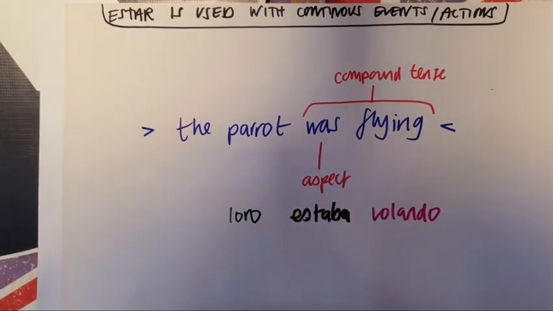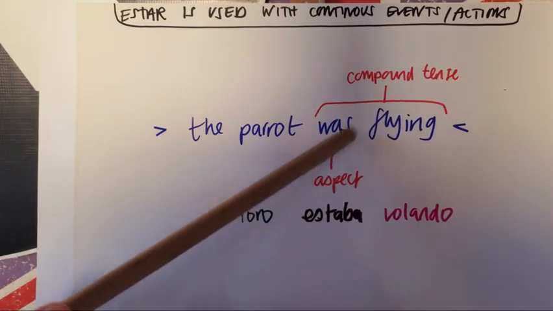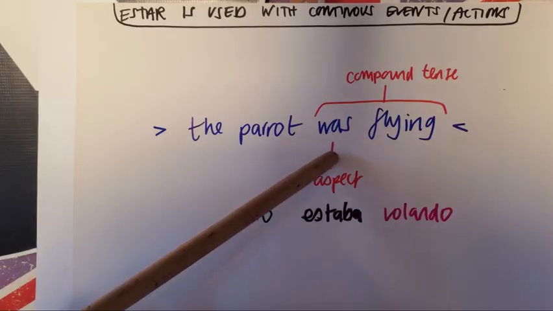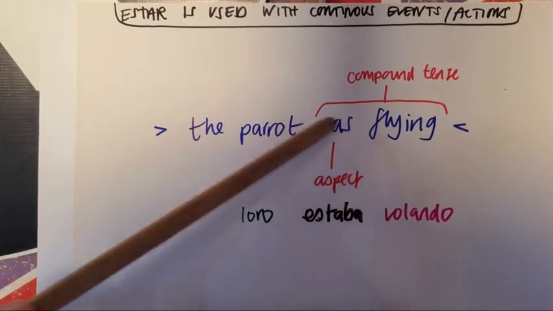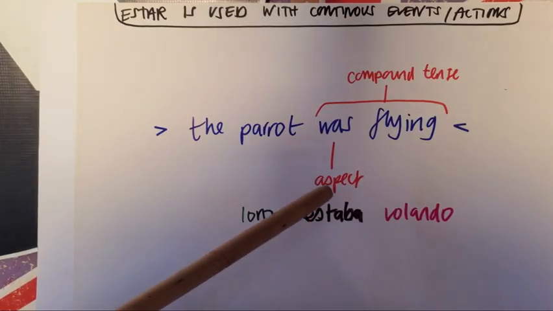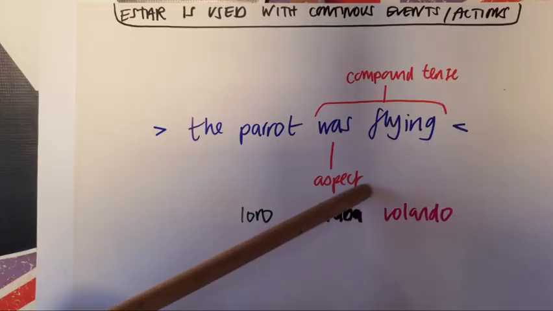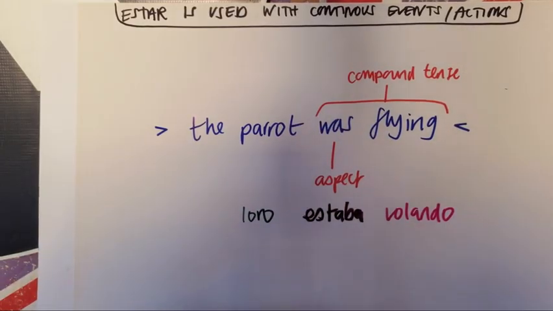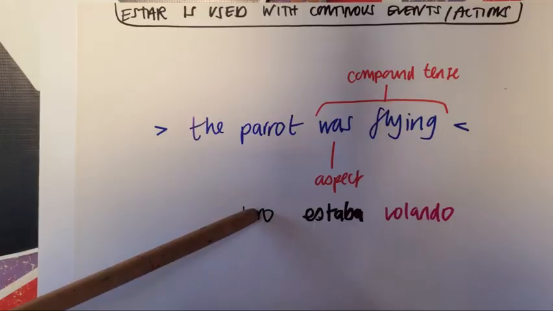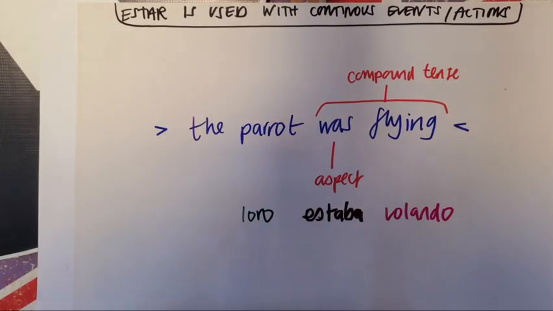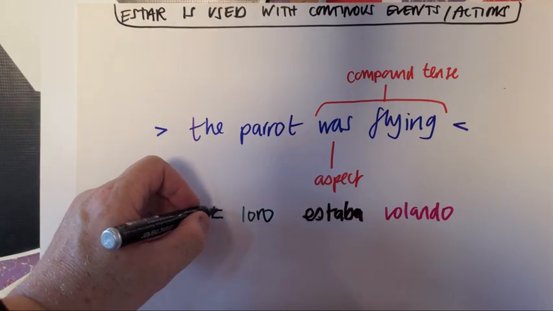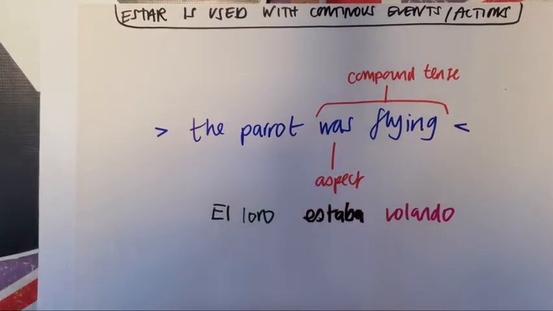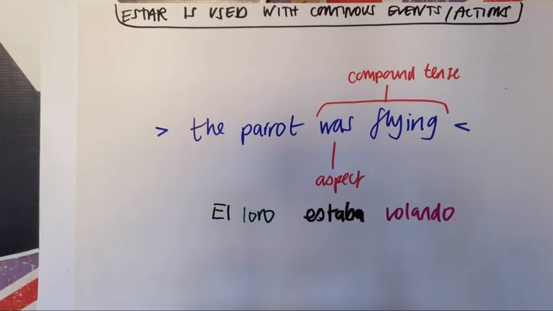The parrot was flying. Now this has a compound tense, which is the aspect. The aspect is basically how he was flying. In Spanish, you can say el loro. Loro is one generic word for parrot. El loro estaba volando. The parrot was flying.